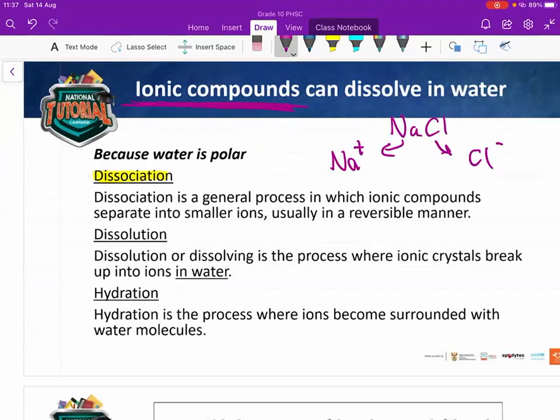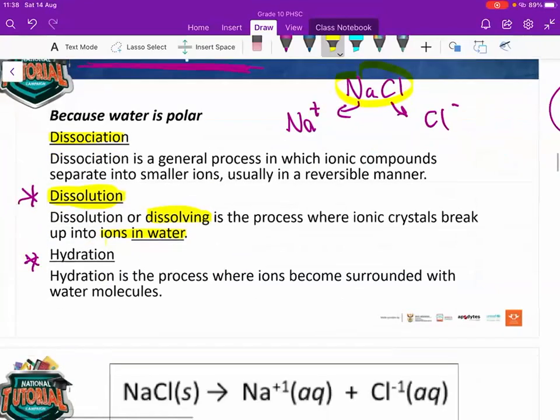So that's dissociation. Dissolution is when something dissolves, and the ionic crystal, so the ionic salt like NaCl, breaks up into ions. This almost sounds exactly like the previous definition, but this happens in water. So when we are dealing with water, we normally talk about it as being dissolution. But you'll hear the words used interchangeably. They kind of mean the same thing, except that dissolution just means we're particularly talking about water. And then the last little definition here, hydration, is the process where ions become surrounded with water molecules. And I'll show you a picture about that now.